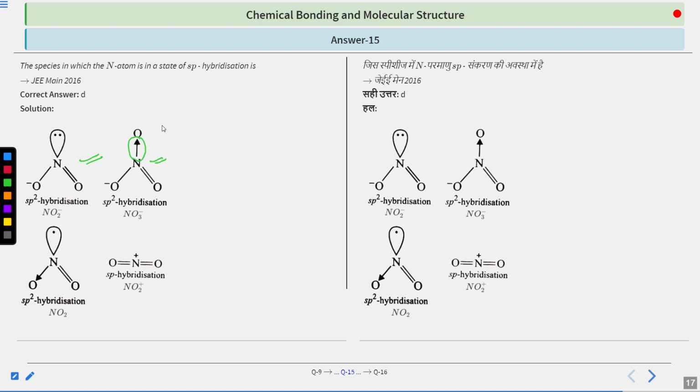Next, moving on to NO, which has a radical. That is again sp2 hybridization. Now the last one, which is NO2 plus, has a linear shape, so it has an sp hybridized nitrogen atom. Clear? Okay. Now moving on to the next question.